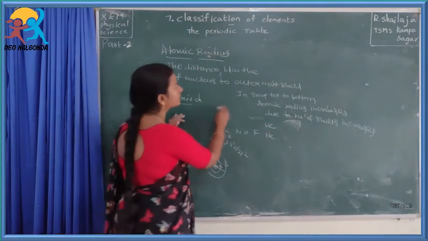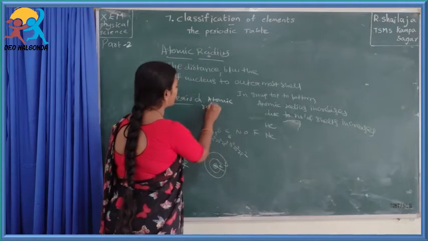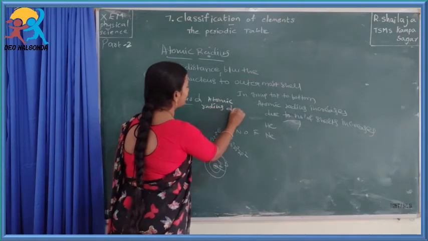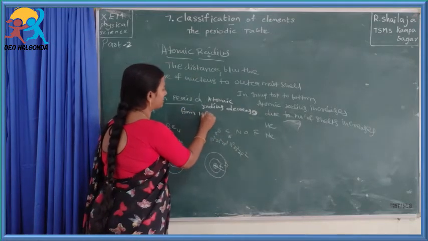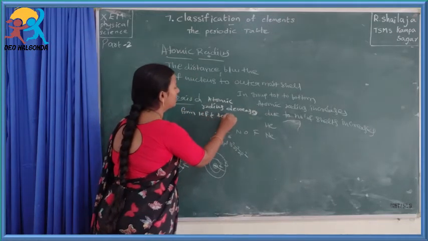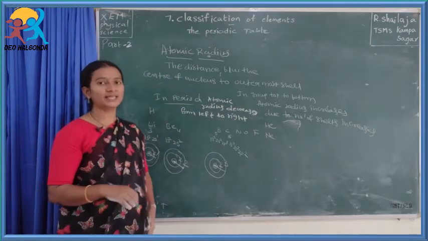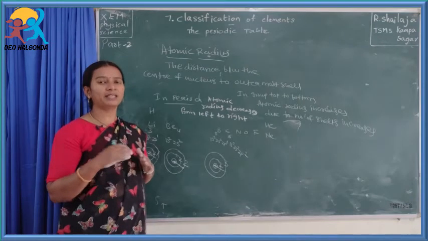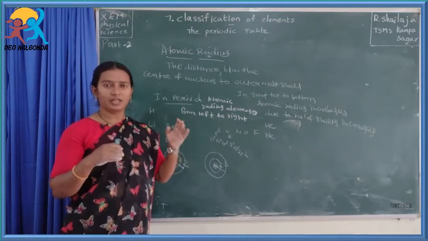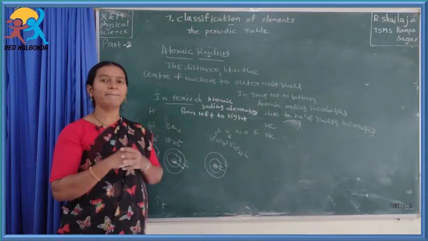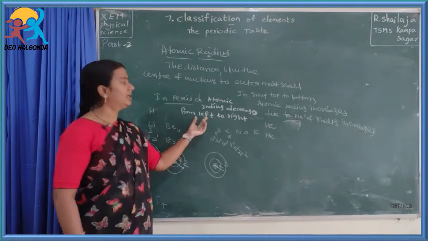In a period, atomic radius decreases from left to right. From left to right, at the same distance, the attracting power increases. The distance is the same, but the number of protons in the nucleus and the number of electrons in the outermost shell increase. So the attracting power increases, they shrink a little, and the atomic size decreases.